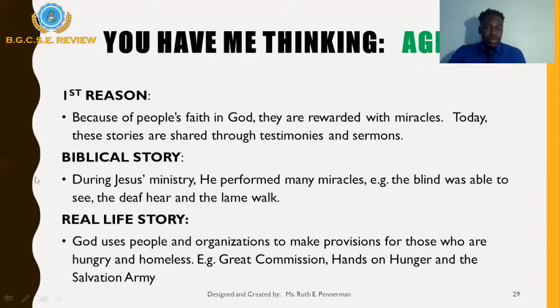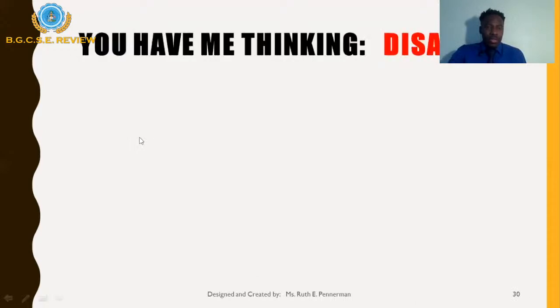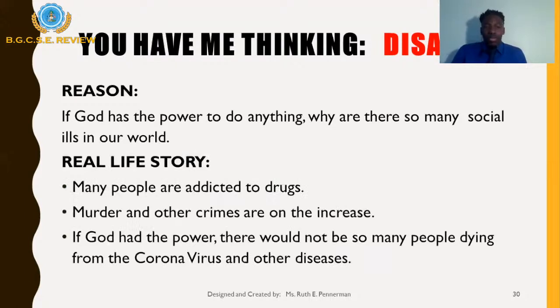What do we have next? And so for those who disagree, if God has the power to do anything, why are there so many social ills or social problems or issues in our world today? And of course, we have the real life example. Many people are addicted to drugs. And of course, again, candidate students, you want to develop these points. Give an example of a news article that you may have seen, or maybe a community where persons are struggling with that addiction. And of course, you want to speak to that as well.